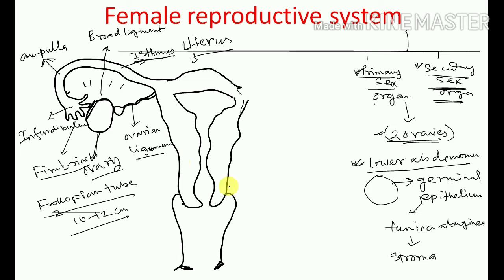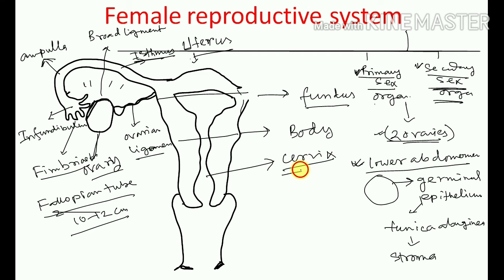This is the structure of the uterus, which is an inverted pear-shaped, hollow, muscular structure, present between the urinary bladder and the rectum. There are three parts of the uterus. The first part, the broader part, is the fundus. Then there is the middle part, which is the body, and this is the cervix.